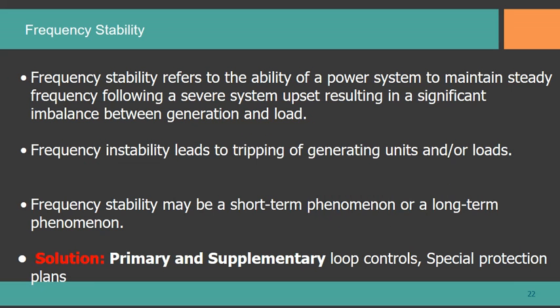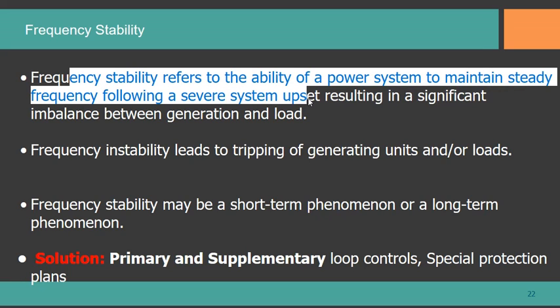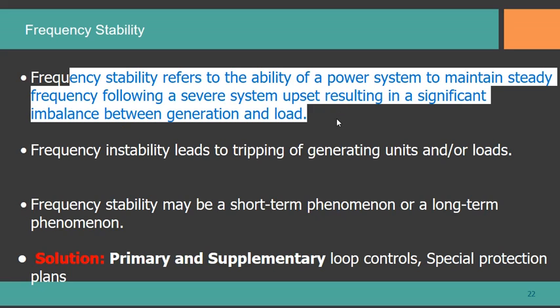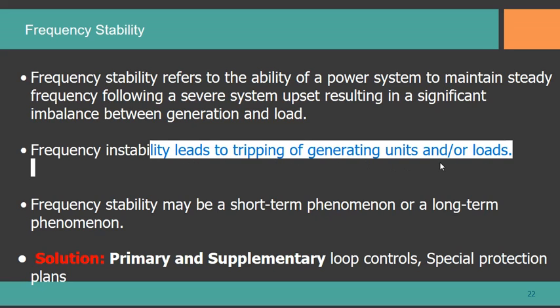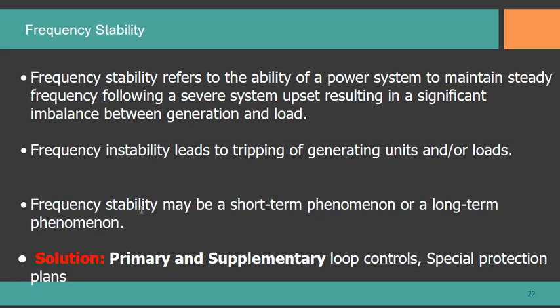Then frequency stability, which is also important. Frequency stability refers to the ability of the power system to maintain steady state frequency following a severe system upset resulting in a significant imbalance between the generation and the load. If there is an imbalance between generation and load, a frequency deviation will occur. Frequency instability leads to the tripping of generating units or loads. Frequency stability may be a short-term or long-term phenomenon. The solution may be primary and supplementary loop control, and special protection devices or special protection plans will be used.